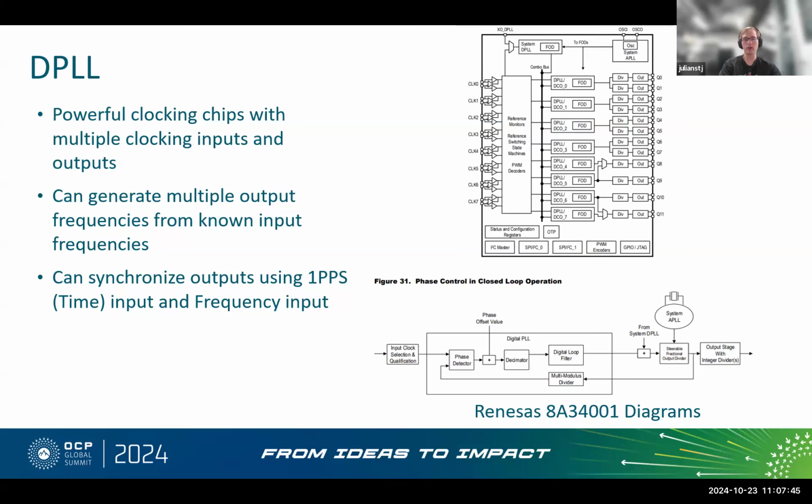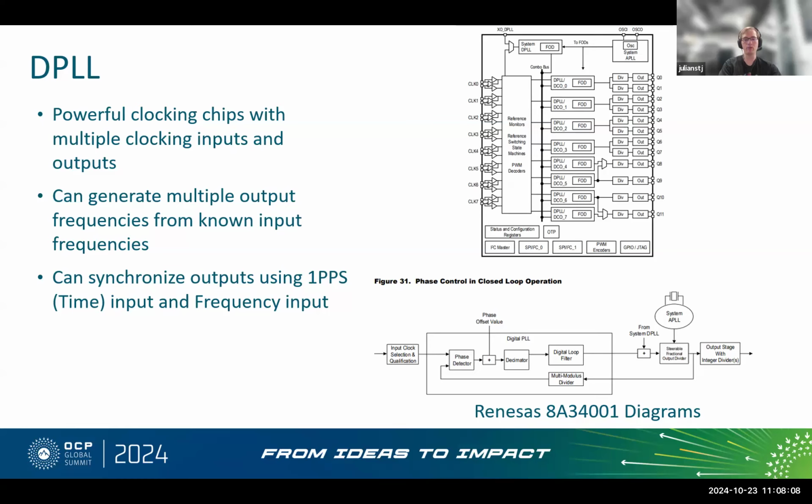And so these diagrams on the right are the high-level block diagram of what's going on inside of their DPLLs. At a fundamental level, they can generate multiple output frequencies from known input frequencies. So for instance, in that top right picture, if you know that clock 0 is a 10 megahertz input, it can generate all the Q outputs at basically an arbitrary frequency sourced from that 10 megahertz input.